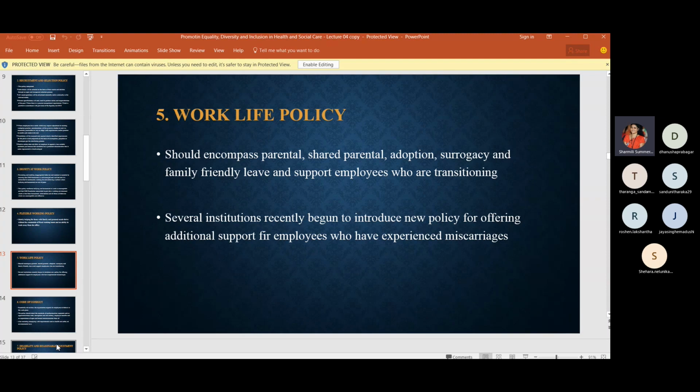Miscarriages means abortions. I'm not sure whether we have these policies in our working environment. With miscarriage, we need to provide some kind of flexible or peaceful working environment for a particular individual when compared to other people. And also the single parent, when we are talking about single parents, and if she is the one.